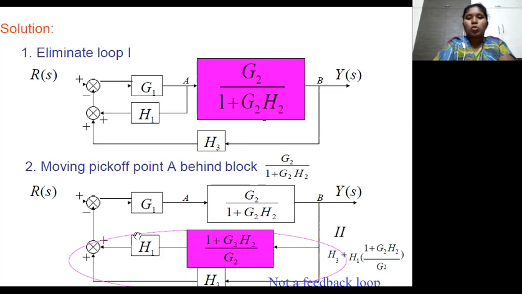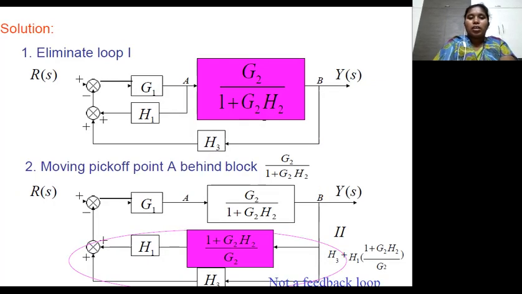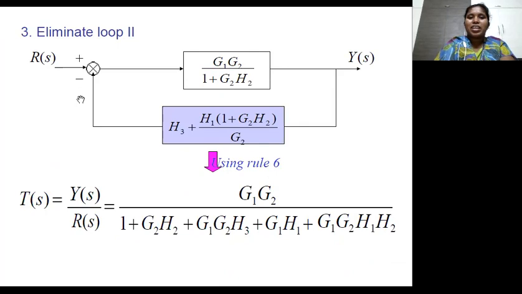So here if these two are in series, then how can I simplify this? That is the product of these two values, that means H1 into 1 plus G2 H2 divided by G2. That is the single block which I obtained here. That should be in parallel with H3, right? So I have to write H3 plus H1 into 1 plus G2 H2 divided by G2. That one I represented here with a single block. And here the input is negative to the summing point, right? So that's why I represented negative here.